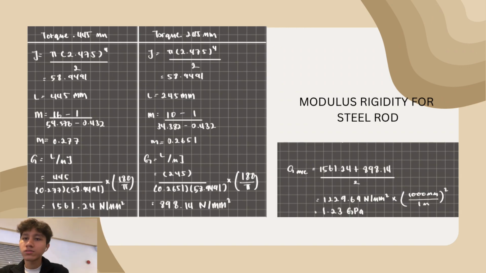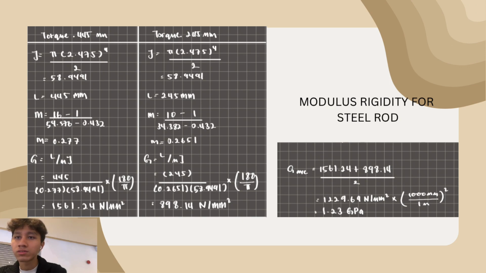Next is the modulus of rigidity for the steel rod. Same as the modulus of rigidity of the aluminum rod, we find the J, which is the polar moment of inertia, we get 58.9491, and the length is 445 millimeter, and the gradient from the graph is equal to 0.277, and we get the modulus of rigidity is equal to 1561.24 Newton per millimeter squared.